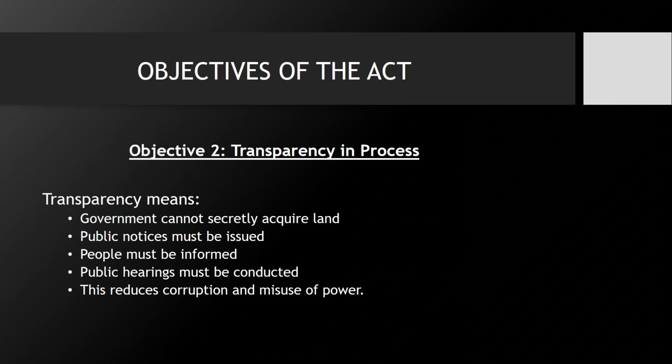People must be informed. A public hearing must be conducted. This reduces corruption and misuse of power. So, with the help of this law, they introduced transparency in the process.